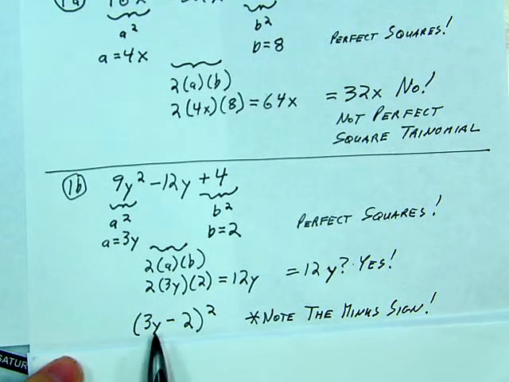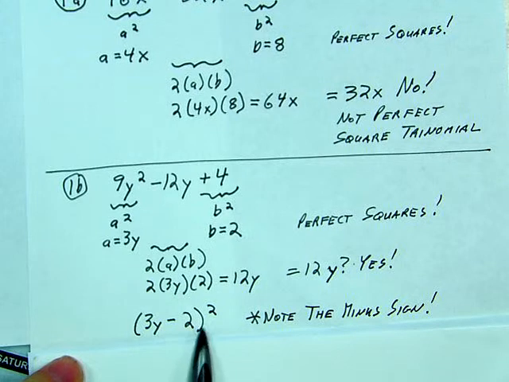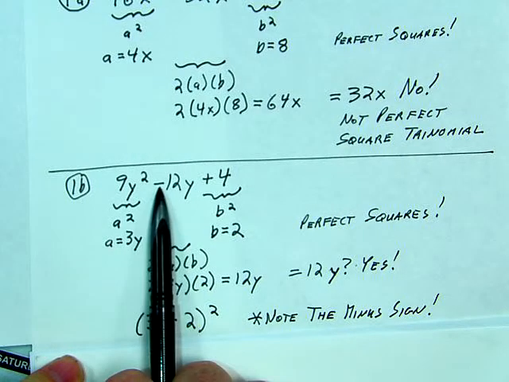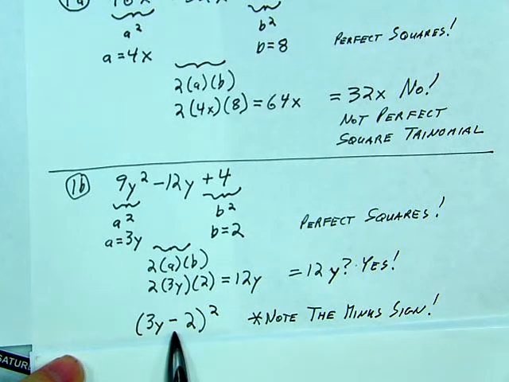And then I can just take the a and the b and square it. Notice the minus sign. Because this is minus, this is minus. If this had been plus, then this would be a plus sign.